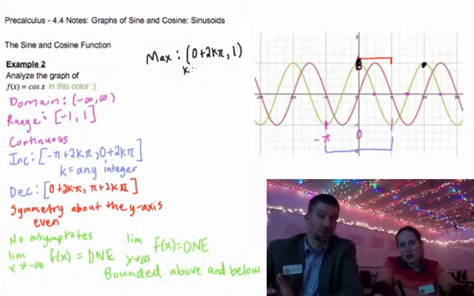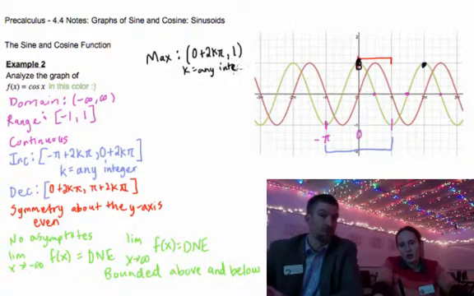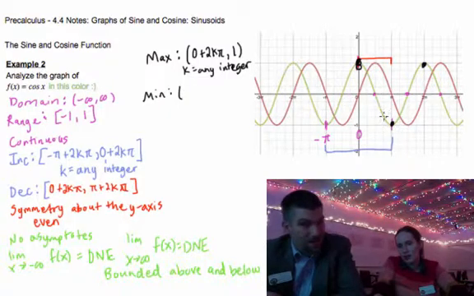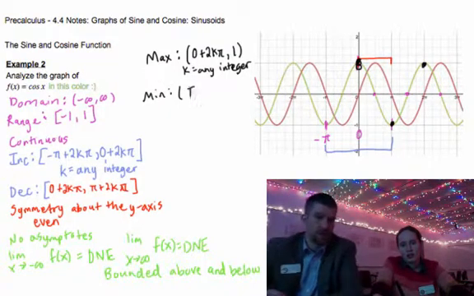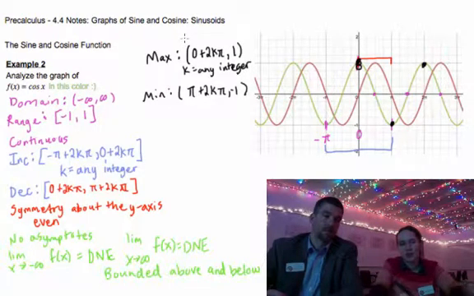The minimums are going to be the same thing, except this time. Your minimums are going to be -1, just like with sine, except now your minimums are going to occur at pi. Right down here at pi, plus 2k pi. There's your minimums. That's everything. So that's cosine.